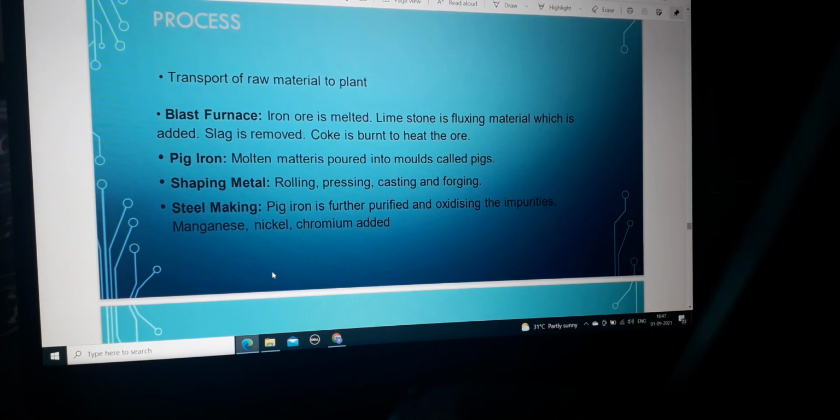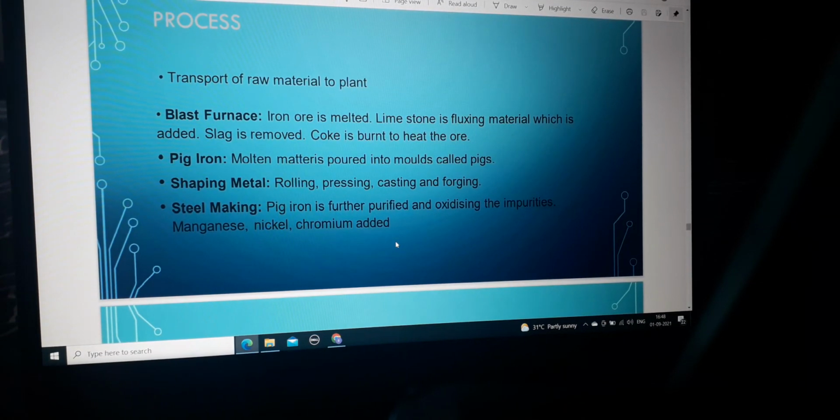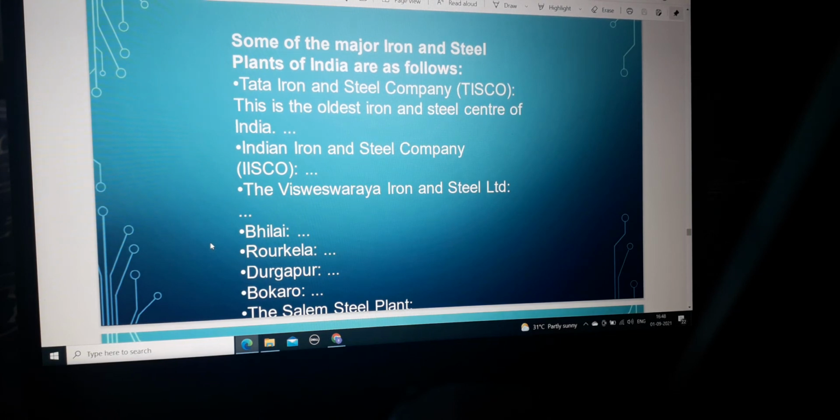Steel making. Pig iron is further purified and the impurities are oxidized. Manganese, nickel, chromium is added. So now pig iron is again purified because there are many impurities. Okay. So what happens to make a pig iron into a steel? We again purify it and all the impurities are removed, and the metal salts that are added are manganese, nickel, chromium, so that it gives a luster. Luster means shine.